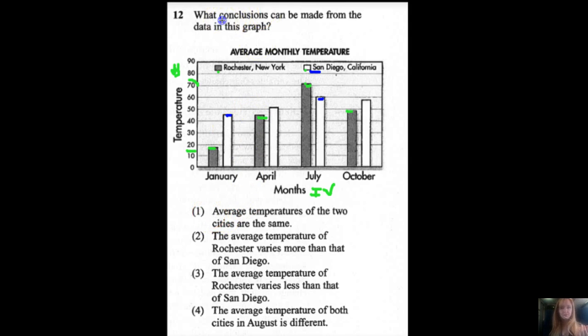So I'm looking for the conclusion. Number 1, the average temperatures of the two cities are the same. No way. They would have to be side by side, the same amounts. Number 2, the average temperature of Rochester varies more than San Diego. Oh my goodness, that one sounds right. Number 3, the average temperature of Rochester varies less than San Diego.